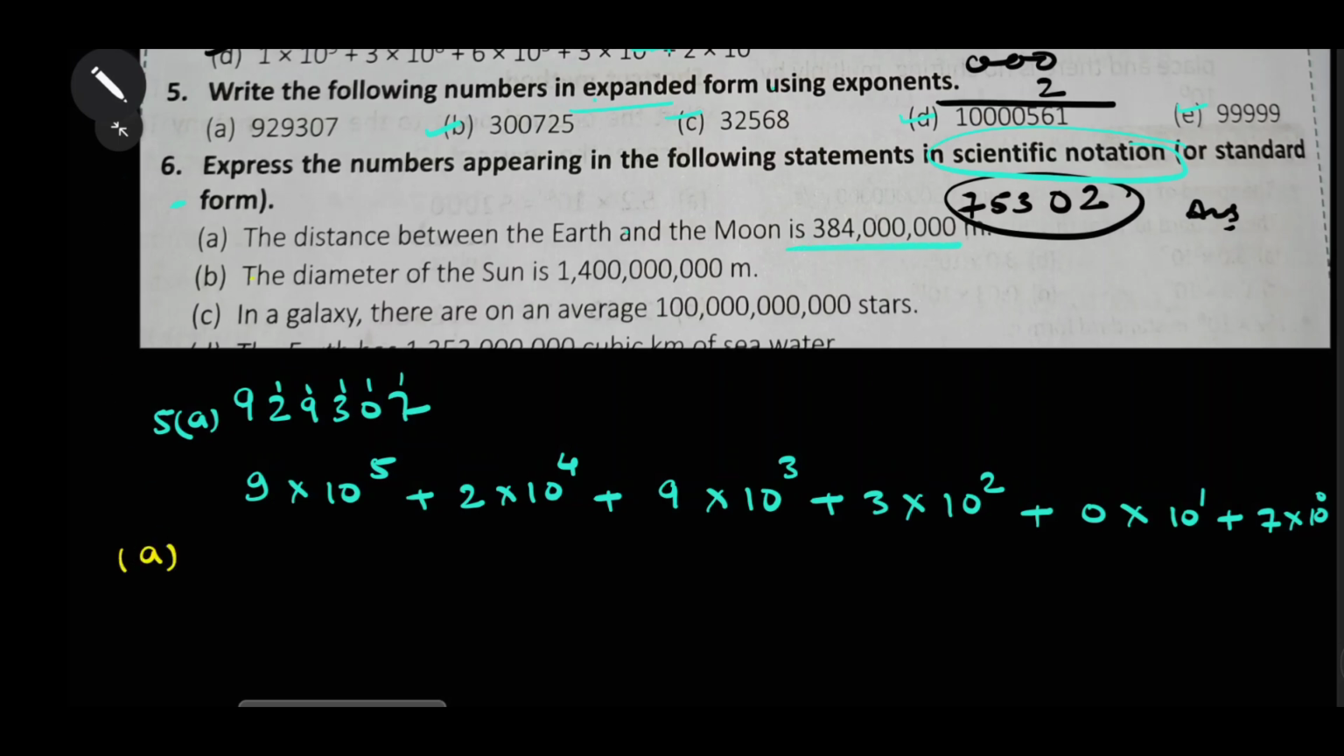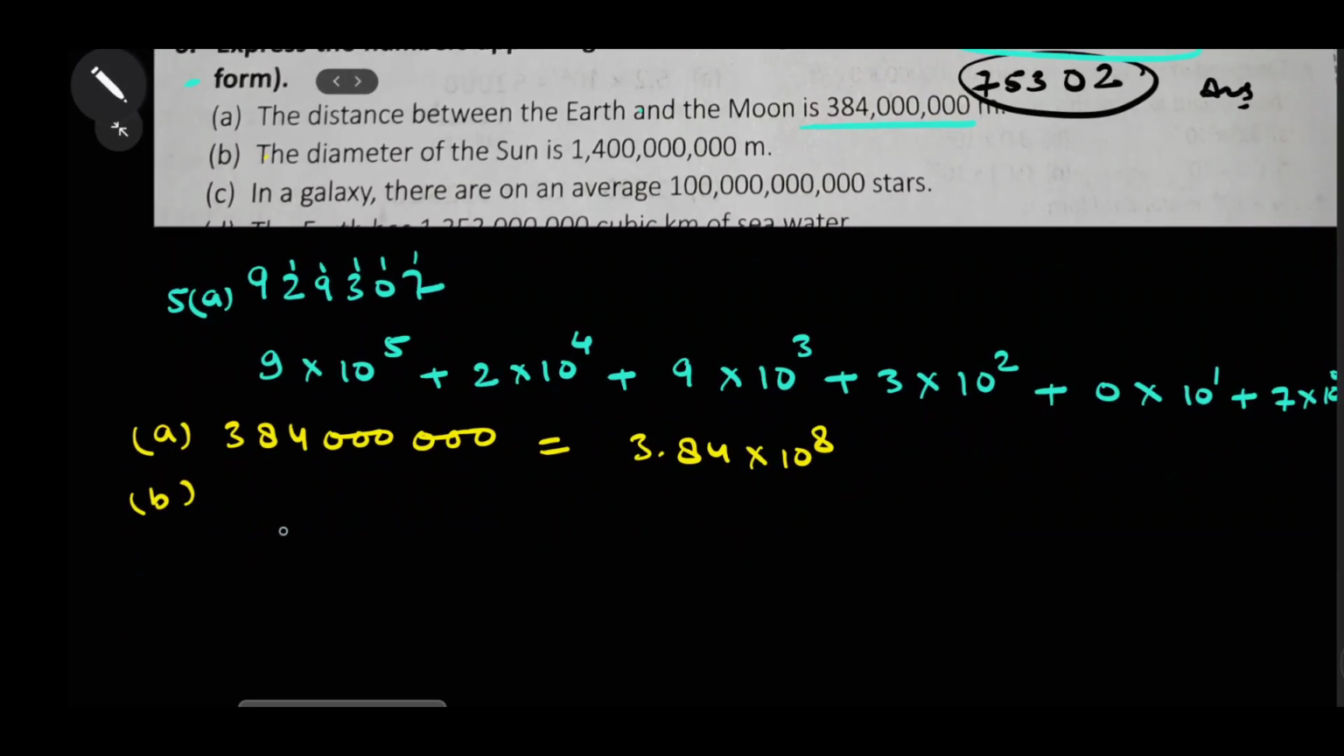So the distance between the earth and the moon is about this much. So this can be written as 3, 8, 4. How many zeros are there? 6. 1, 2, 3, 4, 5, 6. So to write in standard form, we can write 3.84 into 10 to the power 8. In the same way, we can write B. The diameter of the sun is about 1400000000. So we can write 1.4 into 10 to the power 9. This is our answer.